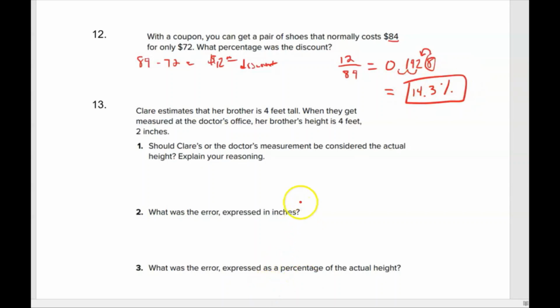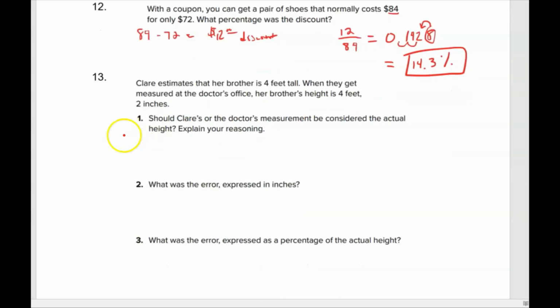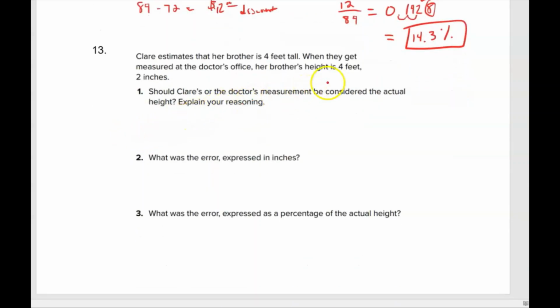Number 13, Claire estimates that her brother is 4 feet tall. When they get measured at the doctor's office, her brother's height is 4 feet 2 inches. Should Claire's or the doctor's measurement be considered the actual height? And explain. Well, definitely the doctor's measurement should be the actual height. He's probably pretty precise. And remember, it said Claire had an estimate. So that's not the actual, that's just trying to get close. Okay, so definitely the doctor's.